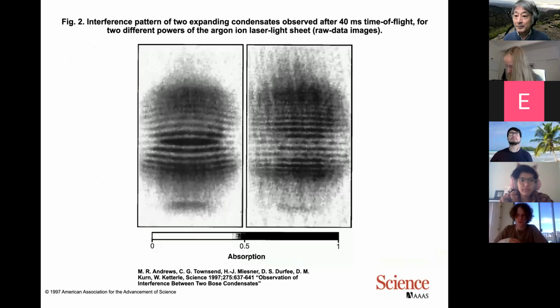How do you observe the Bose-Einstein condensate without heating it up too much?